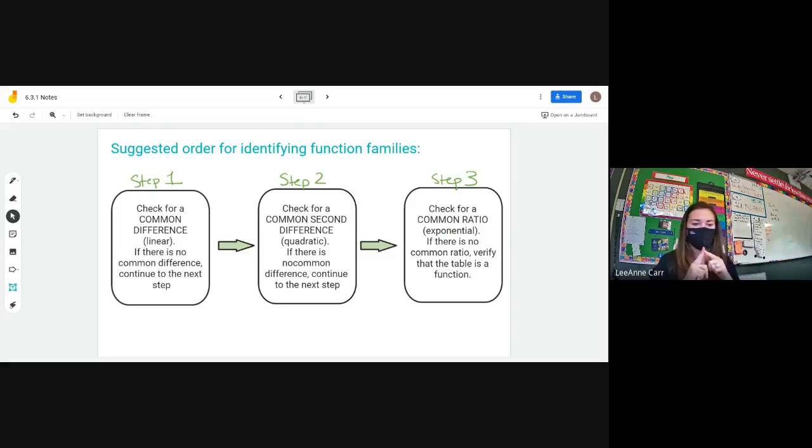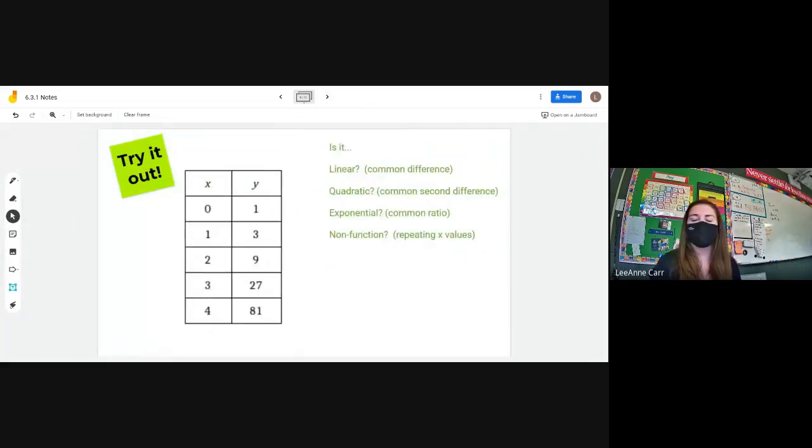Right? So step 1, common difference. Step 2, common second difference. Step 3, common ratio. So let's look at an example. Now here is where I'm going to pause and have you try this for yourself. I want to know, is this table of values representing a linear, quadratic, exponential, or non-function? So pause the video now and try it out on your own.